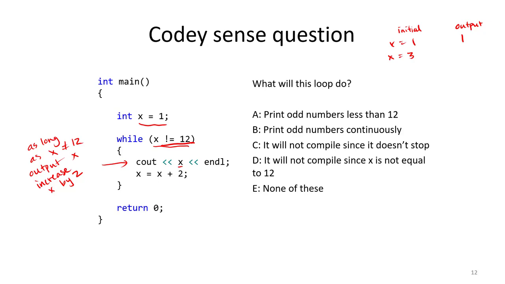Now x is 3. We output x. Then we increase x to 5, right? Then we output 5, increase x to 7. And maybe you're seeing what's happening here, right? 1, 3, 5, 7, 9. Then x becomes 11. But wait a minute. Does x ever become 12? Yeah, look what happens here.